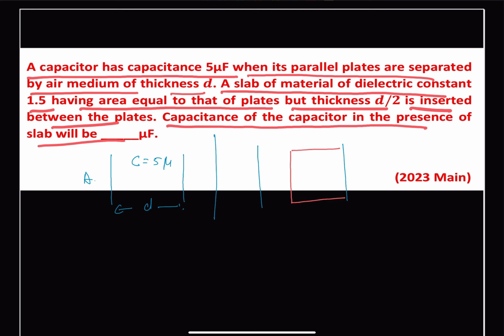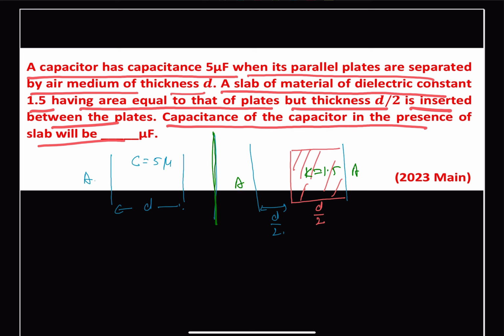So this is the slab, thickness is D by 2, and this distance obviously will also be equal to D by 2, and the dielectric constant of the slab is given as 1.5. So K is given as 1.5. The area of the plates is the same.